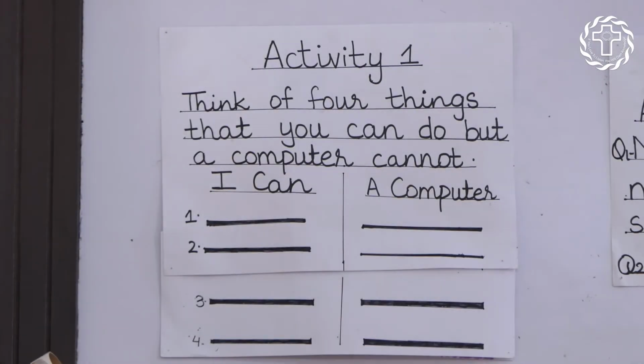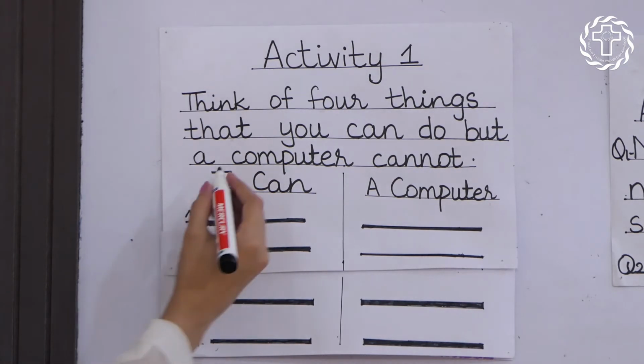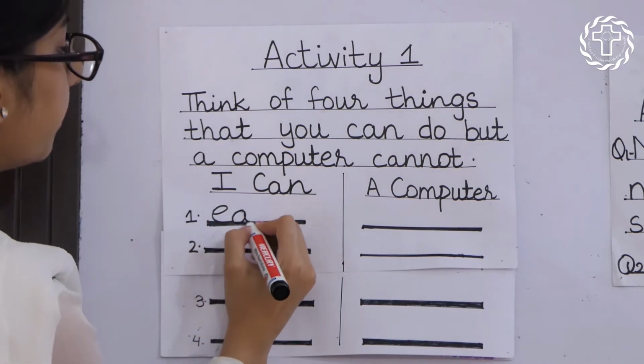This is your first activity. On page number 7, think of 4 things that you can do but a computer cannot do. For example, I can eat but computer cannot eat.